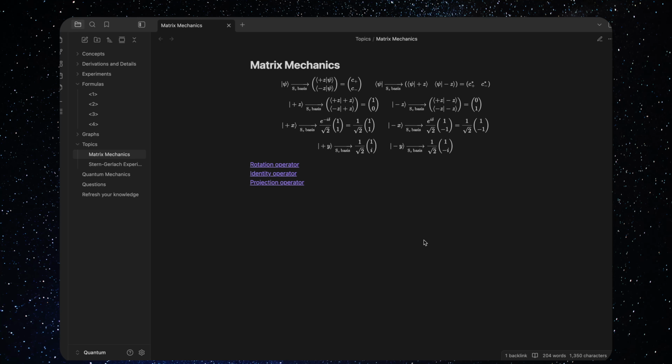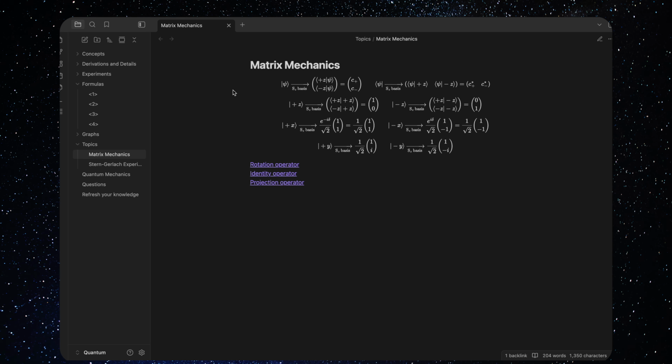Let's go. Matrices are used everywhere in quantum mechanics. They let us represent quantum states and the operations we perform on them. In this video, I'll focus on how to represent quantum states as matrices and three kinds of operators: rotation, identity, and projection. Let's start with how states are written in matrix form.